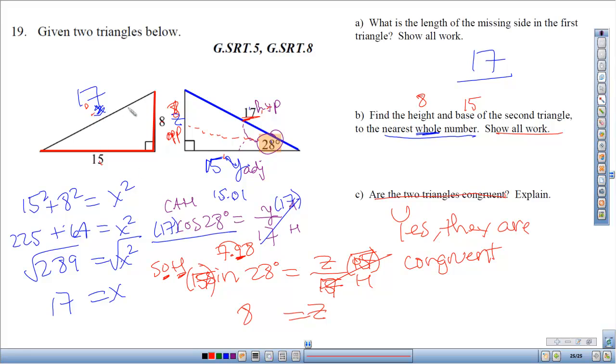Well, side, side, side, because of the side, side, side triangle congruence postulate is what I would write. Your teacher might even accept side, side, side. Now, on the test, this might come out to be something different, so don't expect it to be exactly the same.